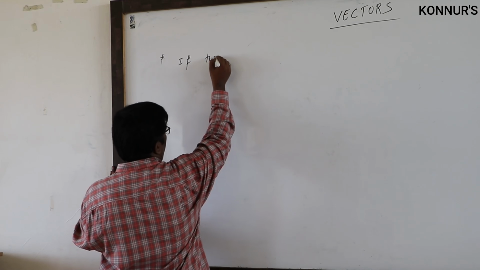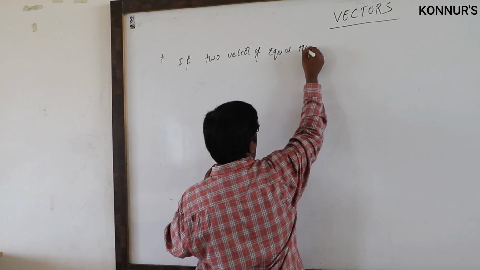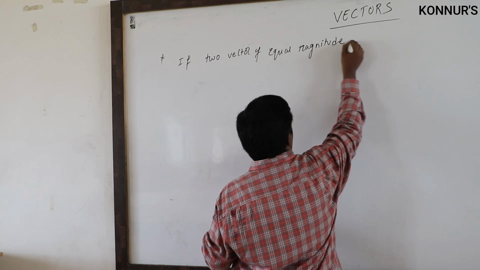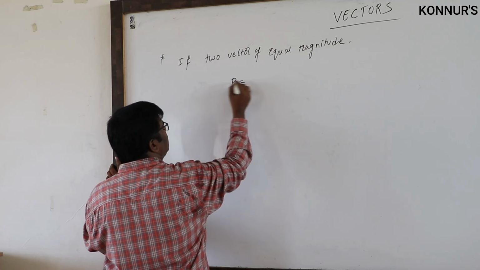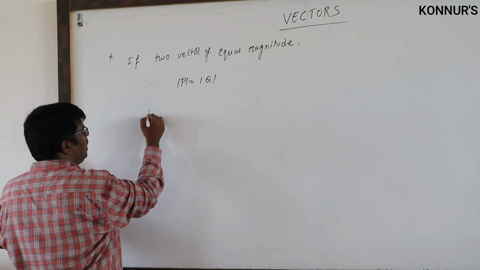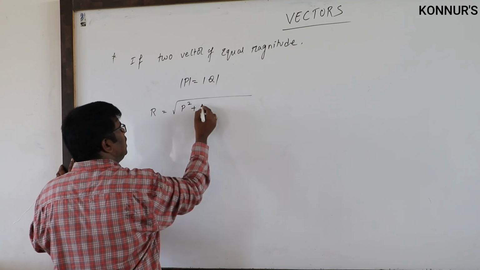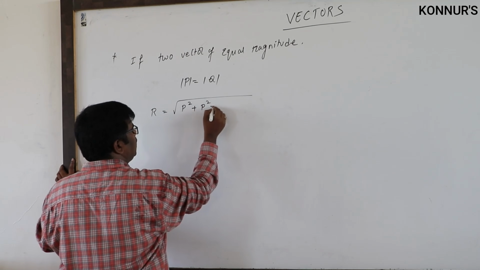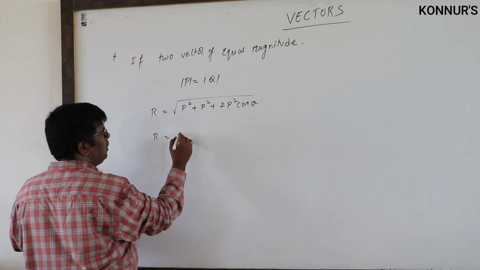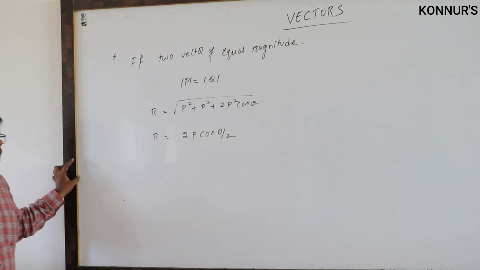If two vectors are of equal magnitude, that is, the magnitude of P bar and the magnitude of Q bar are equal, then the resultant will be R bar equal to root over P square plus Q square, which is also P square, plus 2P square cos theta. If you simplify that, it will be 2P cos theta by 2.